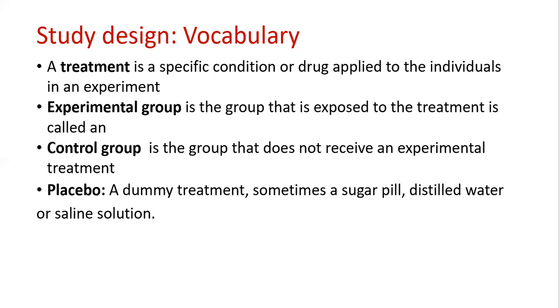Why do we need a control group? Because to eliminate the placebo effect. A placebo effect is when a person's health or mental situation improves just because they were given something, even if it's a sugar pill. This effect is widely known.